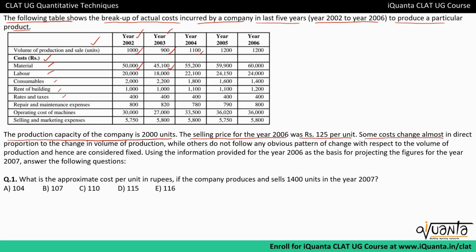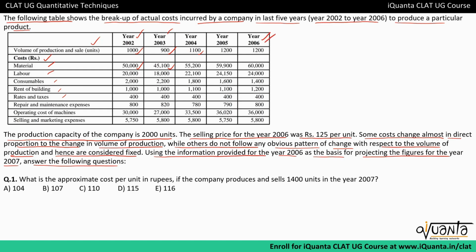Some costs change almost in direct proportion to the change in volume of production, while others do not follow any obvious pattern of change with respect to the volume of production and hence are considered fixed. Using the information provided for the year 2006 as the basis for projecting the figures for the year 2007, answer the following question. So we have been given all the information till year 2006, and we have to project the figures for the year 2007, taking the base year as 2006.